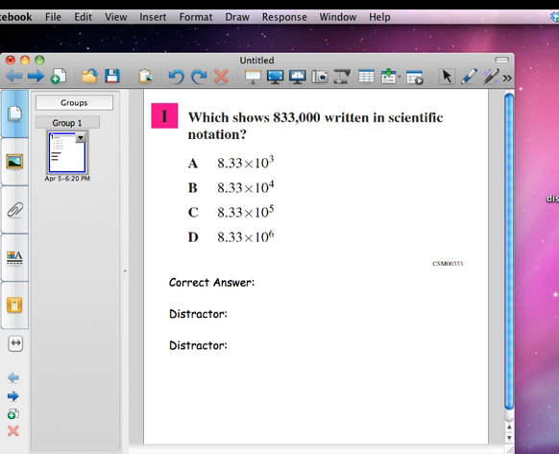We're looking at how you're going to complete your packet of CST released items. You should have 20 by the end of this week, which means on Monday when I collect them, you should have 20 complete. And then by the end of this program, right before the CST, you should have the entire packet of 80 questions complete.